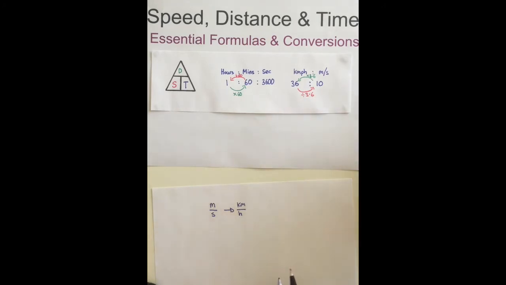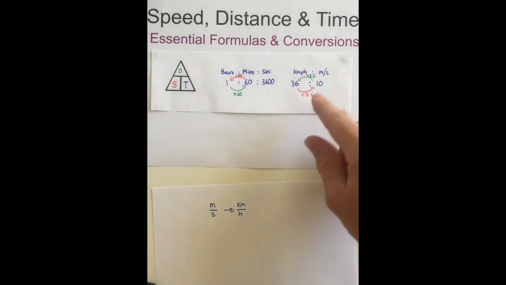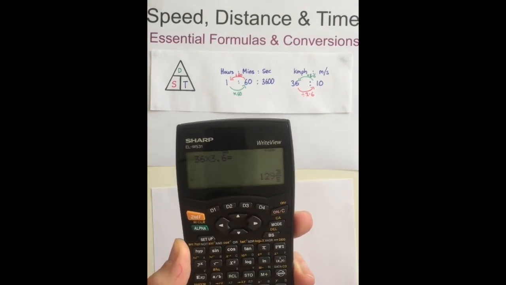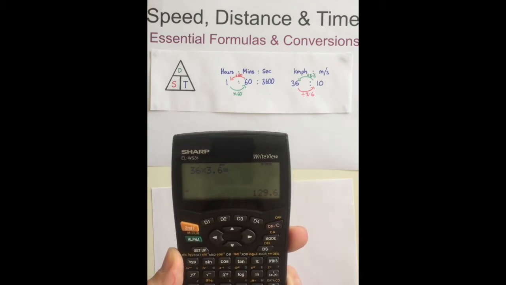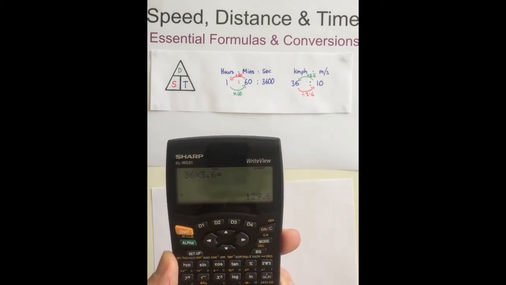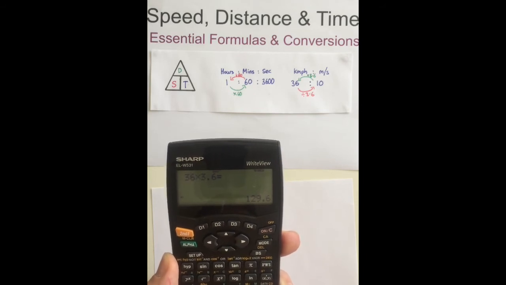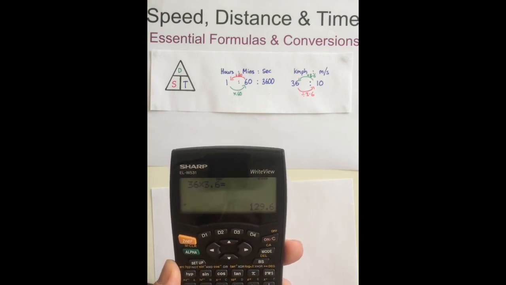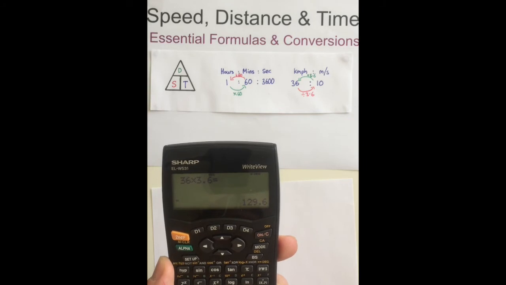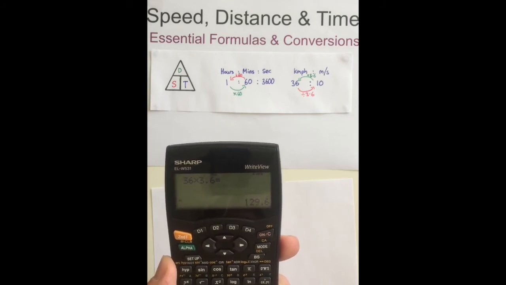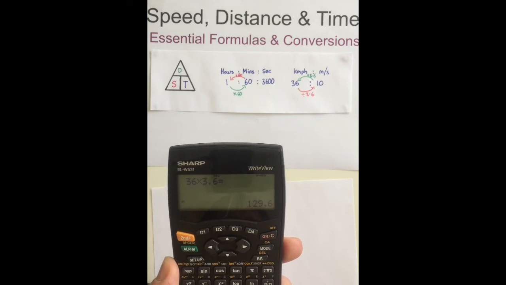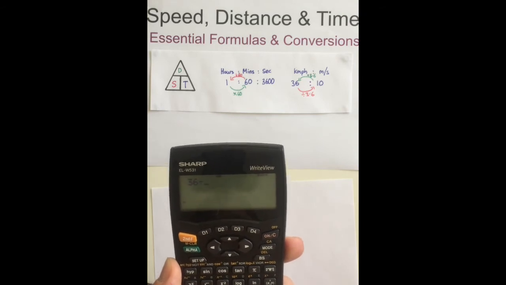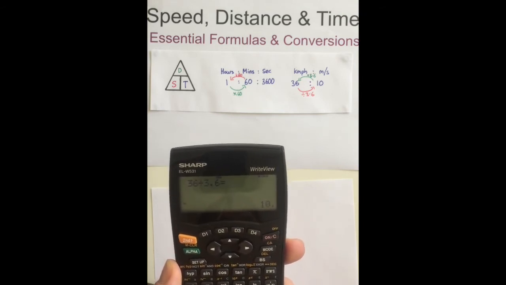You think, am I going to divide by 3.6 or am I going to times by 3.6? Well, let's just times by 3.6. 36 times 3.6 equals 130 to three significant figures. So is 36 kilometers per hour the same as 130 meters per second? Well, 130 meters per second, that's incredibly fast. And 36 kilometers per hour, that's the speed limit down the high street. It can't be that. So you therefore know that it should be divide. 36 divided by 3.6 equals our 10 meters per second.